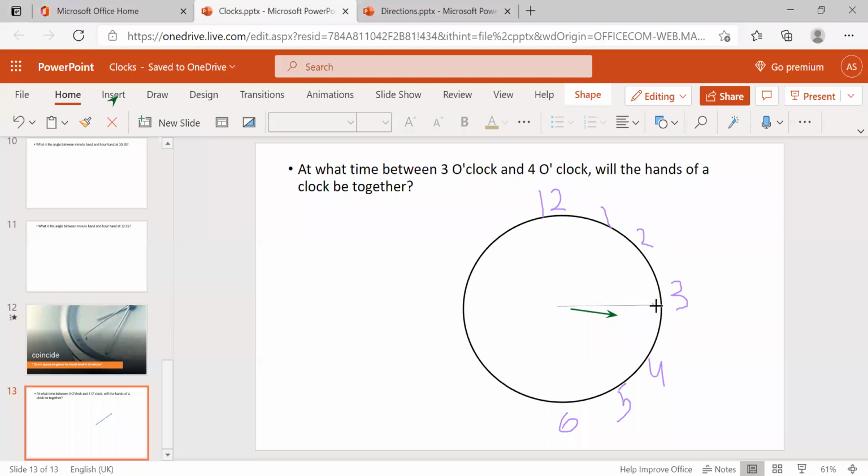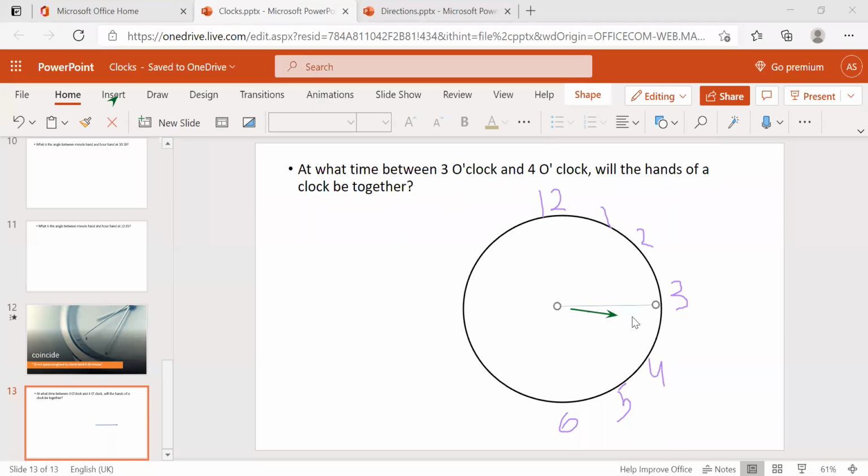So we cannot say it will coincide at exactly 3:15. It cannot coincide, because at 3:15 the minute hand will be at exactly 3, that means 3:15, but where will the hour hand be? It is somewhat moved towards 4. Do you understand what I'm saying? The hour hand is not at the same position.